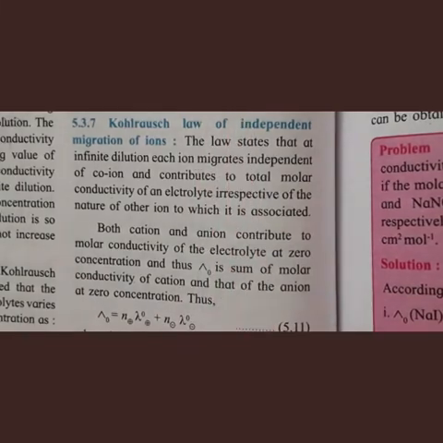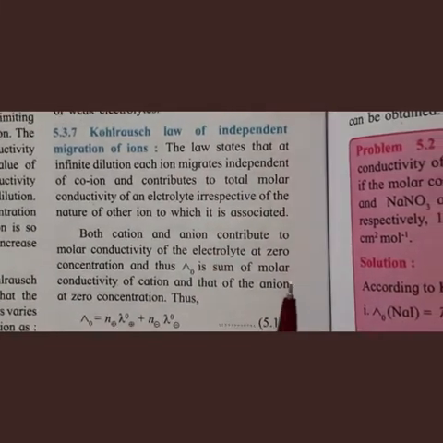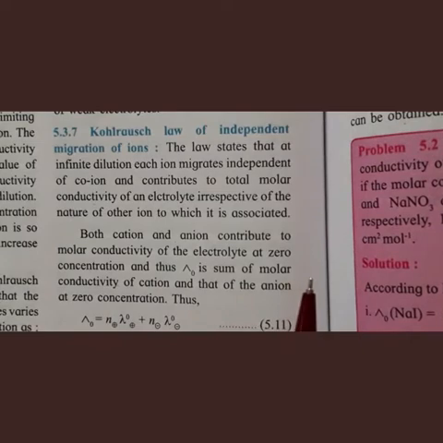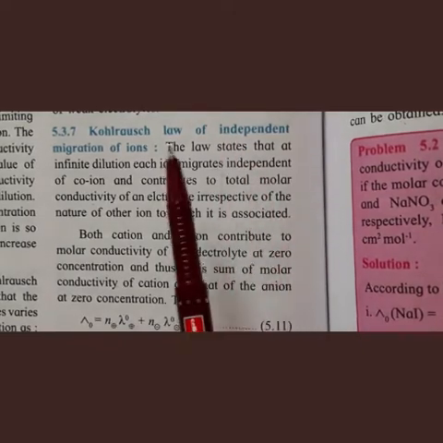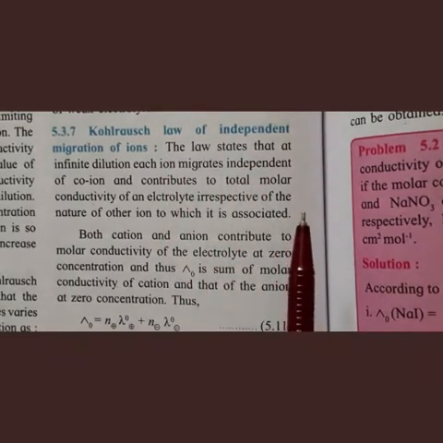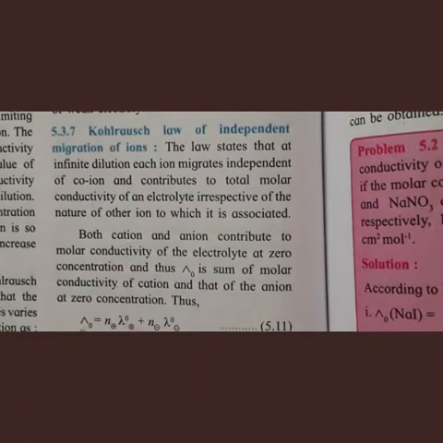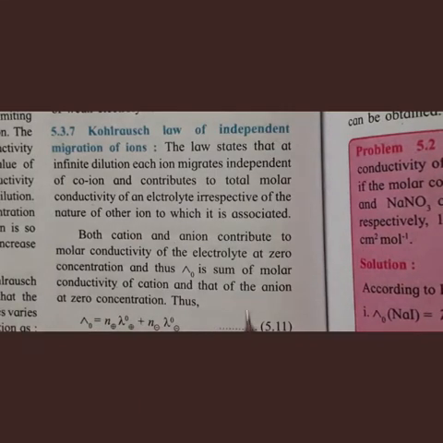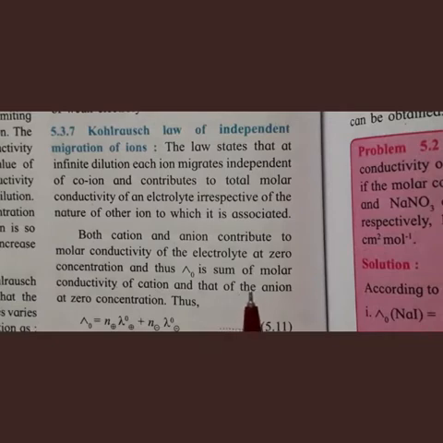Understood? And this is the Kohlrausch law. When they ask you to state and explain the Kohlrausch law, you have to write the statement from here to here. And then you have to explain these things also. At least this formula you have to write, and you have to write the meaning of the terms involved in this formula. So this was Kohlrausch law of independent migration of ions.